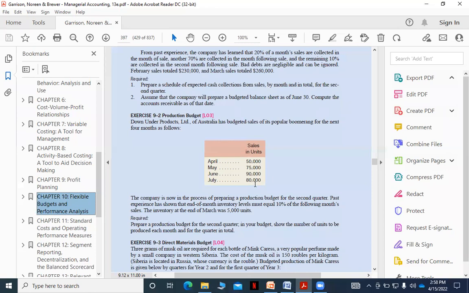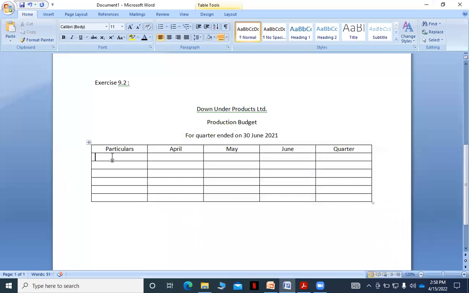Sales in unit is given. July sales is also given. You know, we have to calculate the ending balance. So that's why July is given here. So দেখেন sales, budgeted sales.